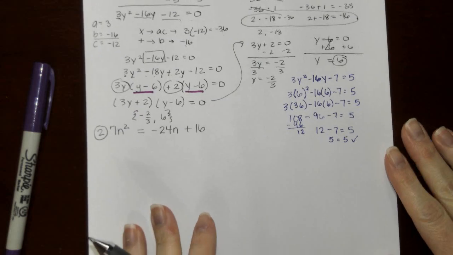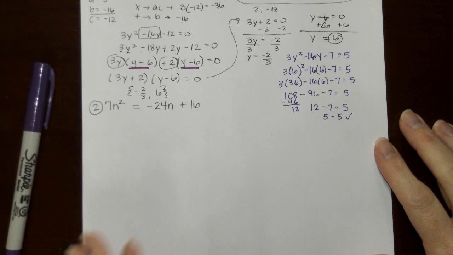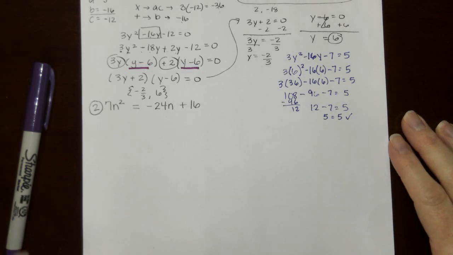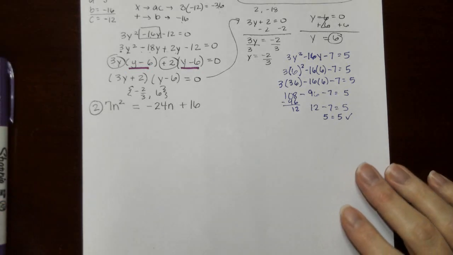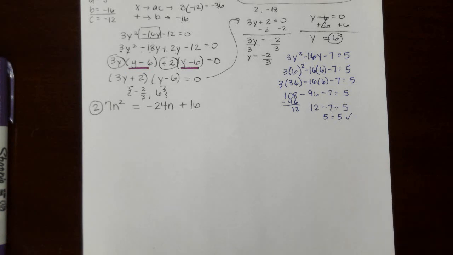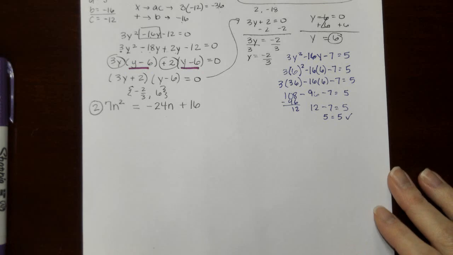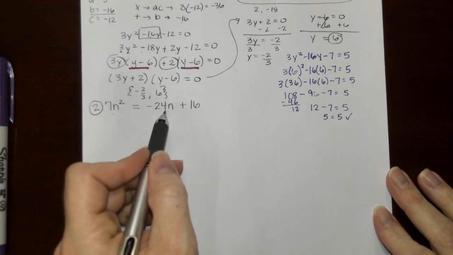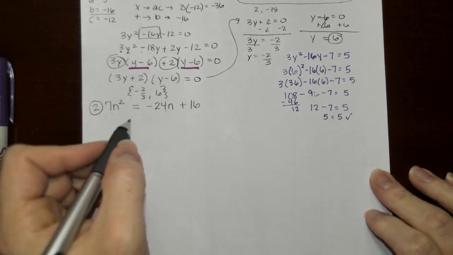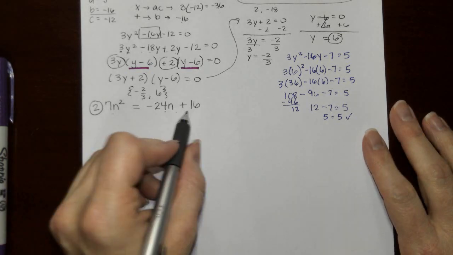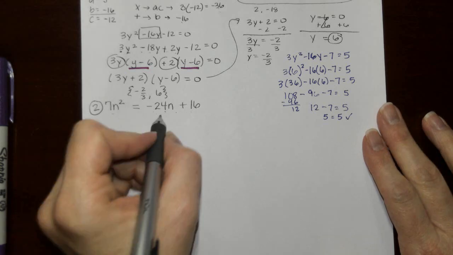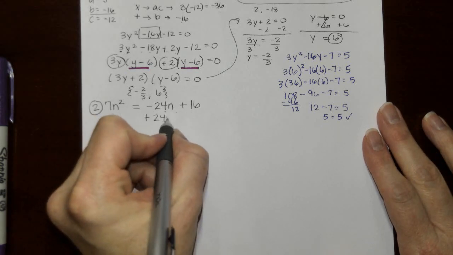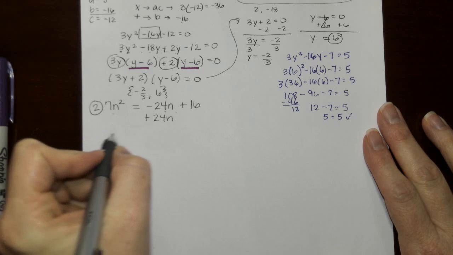You see right here we have 7n squared is equal to negative 24n plus 16. So we need to get everything equal to 0. I'm sorry, we need to get it in standard form. One of these sides needs to be equal to 0, and they're not. So what I'm going to do is move these two terms to the other side. How I'm going to do that, I'm going to do plus 24n to move that over.